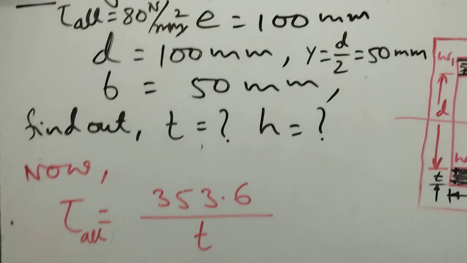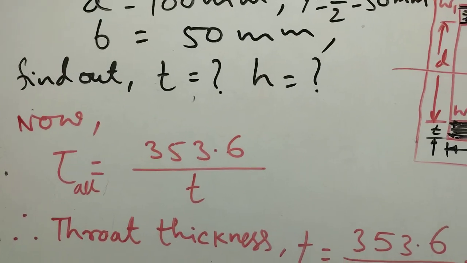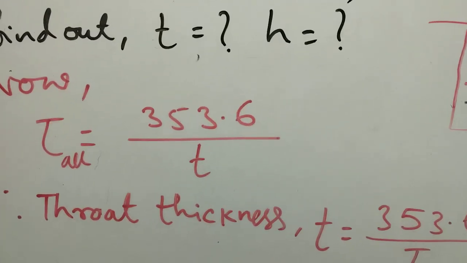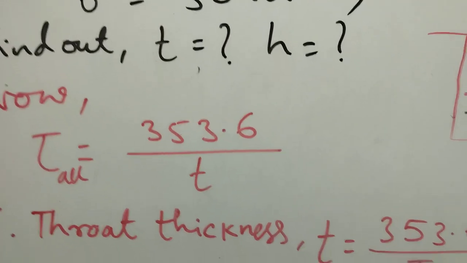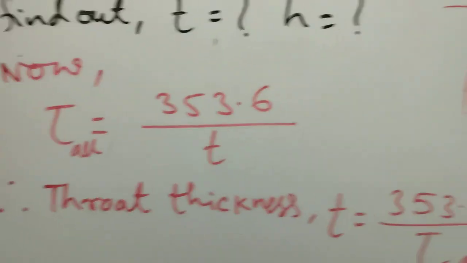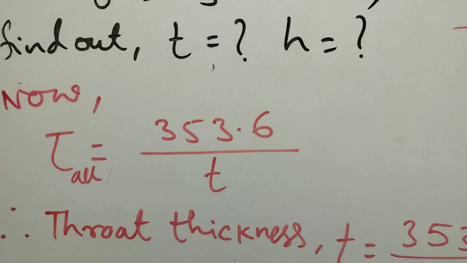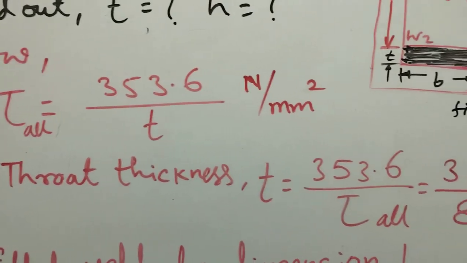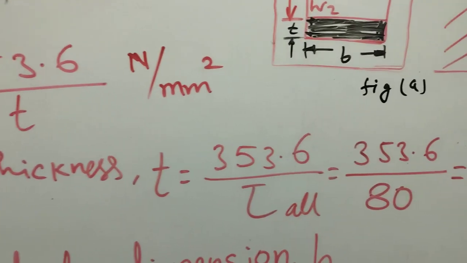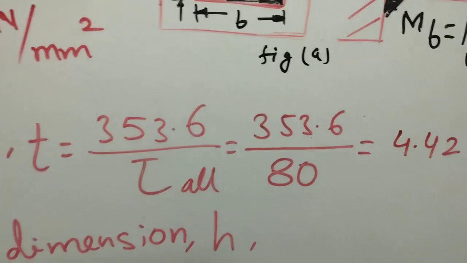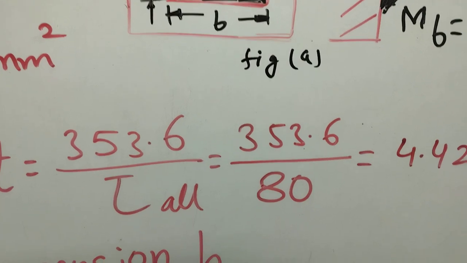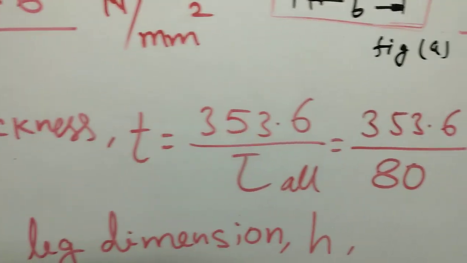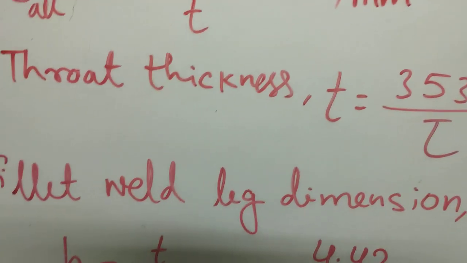Now to find out T, the tau allowable formula is applicable. Then tau allowable equals 353.6 by T Newton per millimeter square. Therefore the throat thickness T equals 353.6 divided by tau allowable. Then putting the value, tau allowable is 80, 353.6 divided by 80 equals 4.42 millimeter. We got the throat thickness of the weld.